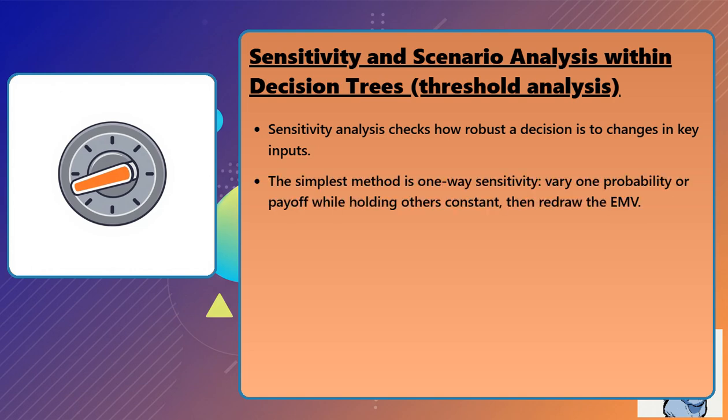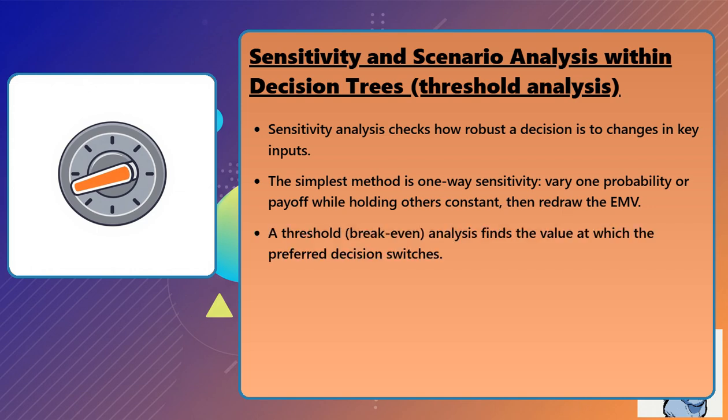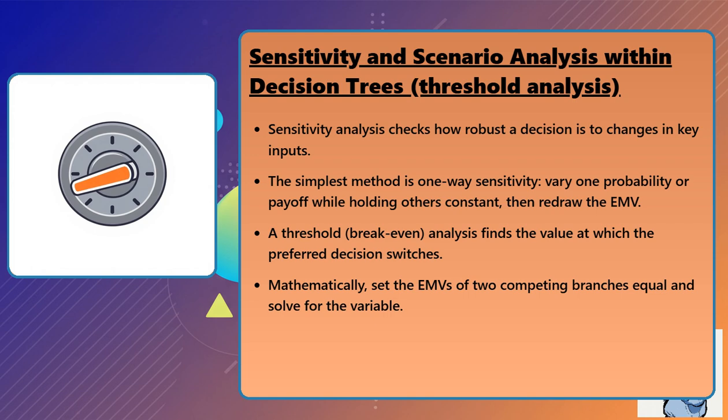The simplest method is one-way sensitivity. Vary one probability or payoff while holding others constant, then redraw the EMV. A threshold break-even analysis finds the value at which the preferred decision switches. Mathematically, set the EMVs of two competing branches equal and solve for the variable.